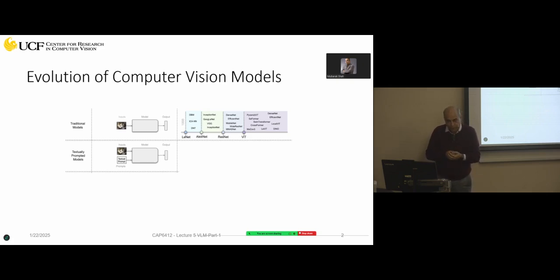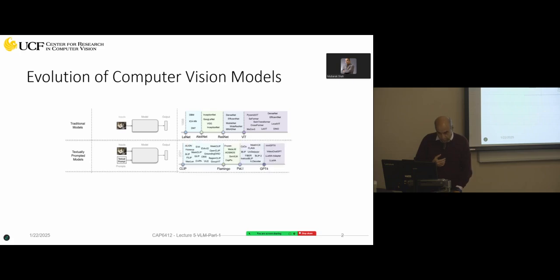Then we started with the textual prompted models. So we have an input image, and in addition to that, we have a textual prompt. So we are communicating with the model with language, with text, and we get output. Examples of these are CLIP, as we have discussed, Flamingo, PaLI, GPT-4, and we will go through them in detail.